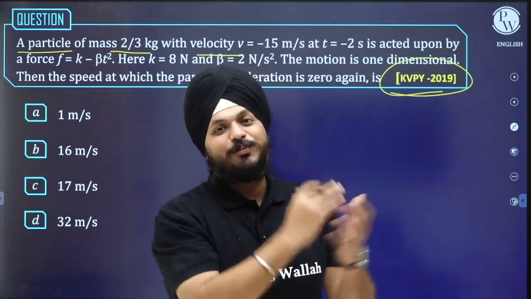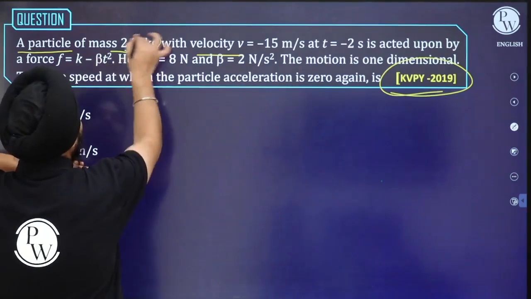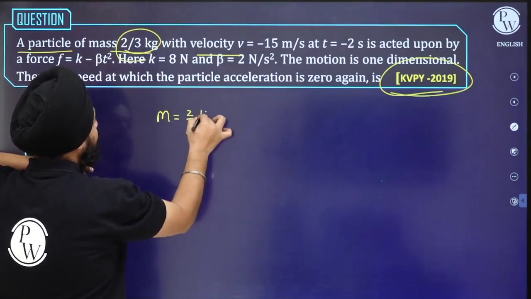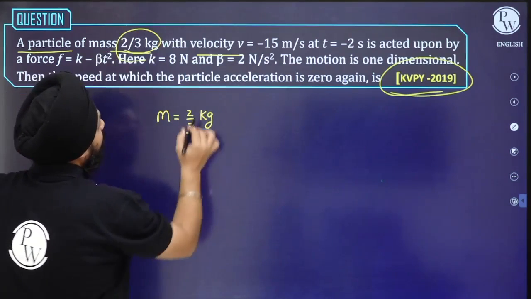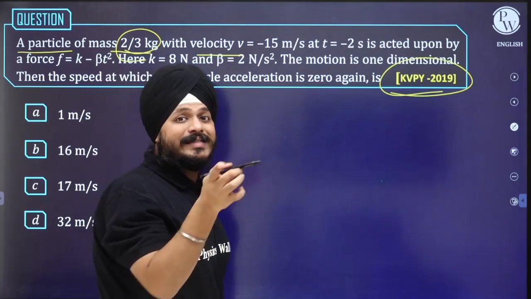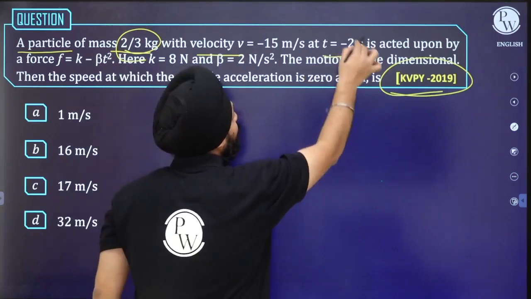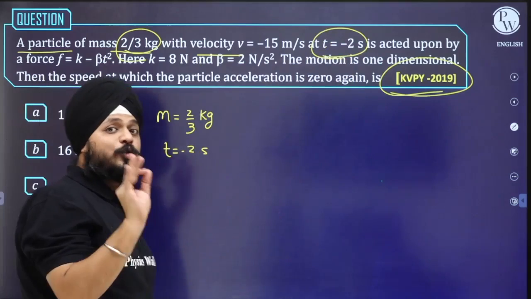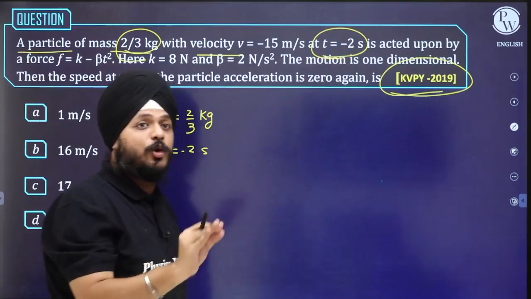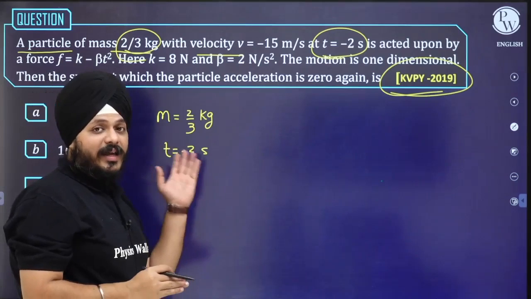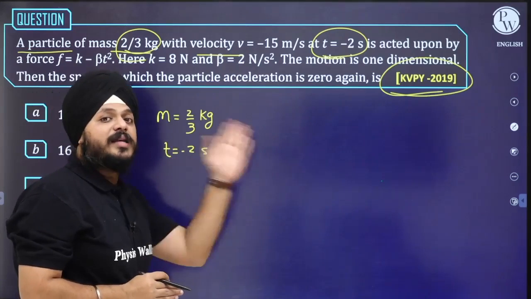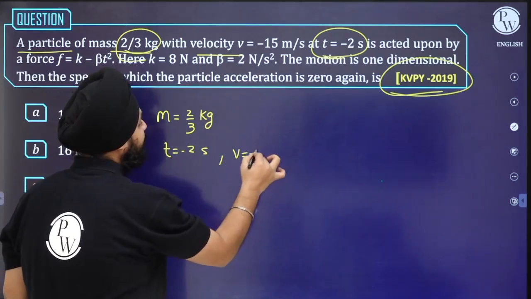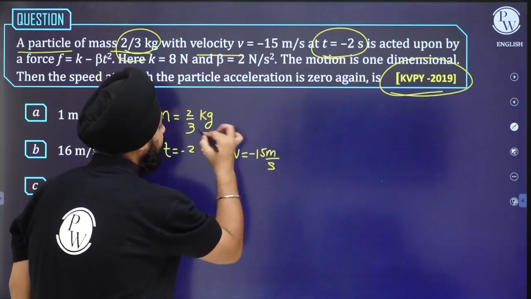Okay, so now let's move on to this question. A particle of mass 2 by 3 kg. Let's note down the data. Mass is given as 2 by 3 kg. Now the observer is starting to analyze the motion at t equal to -2. Generally, we start analyzing the motion at t equal to 0, but here they are analyzing from t equal to -2 seconds. At that point, the velocity of the particle is -15 meters per second.